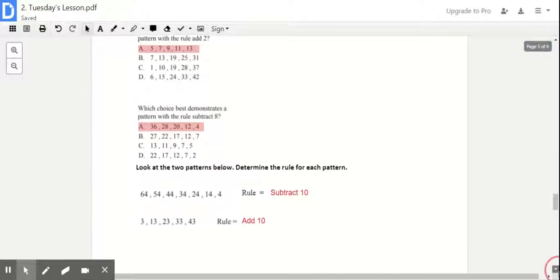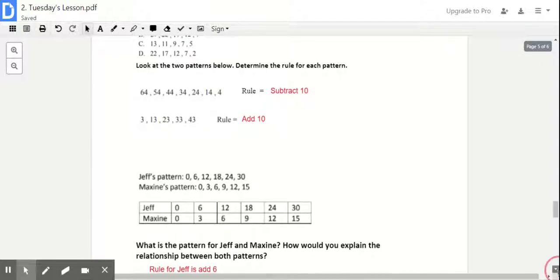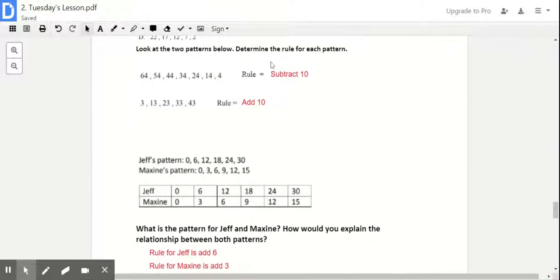Okay. Last but not least, we have a couple more to go. You are looking at the two patterns below. Determine the rule for each pattern. Okay. So of course, this one is subtracting 10 over and over again. This one is adding 10 over and over again. Again, do the workout. It's easier to do the workout so you can see how this pattern is actually being demonstrated every single time. Okay.